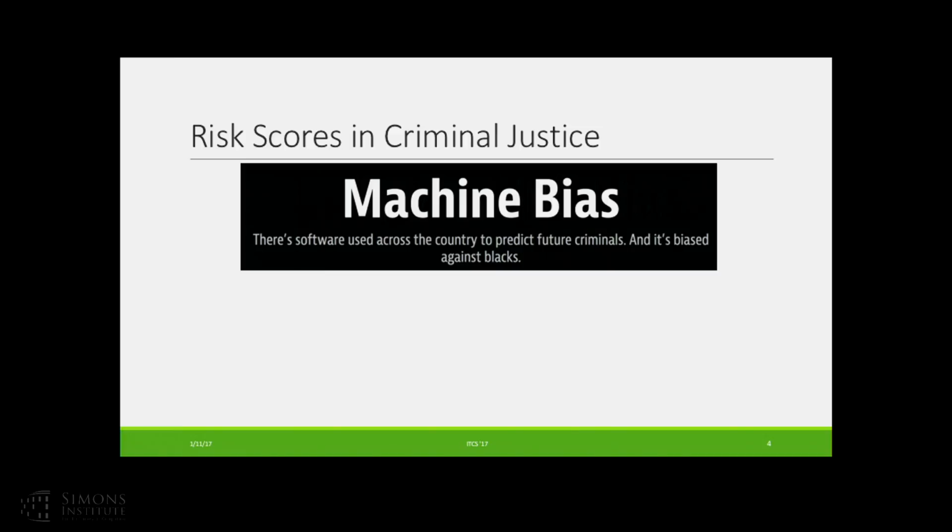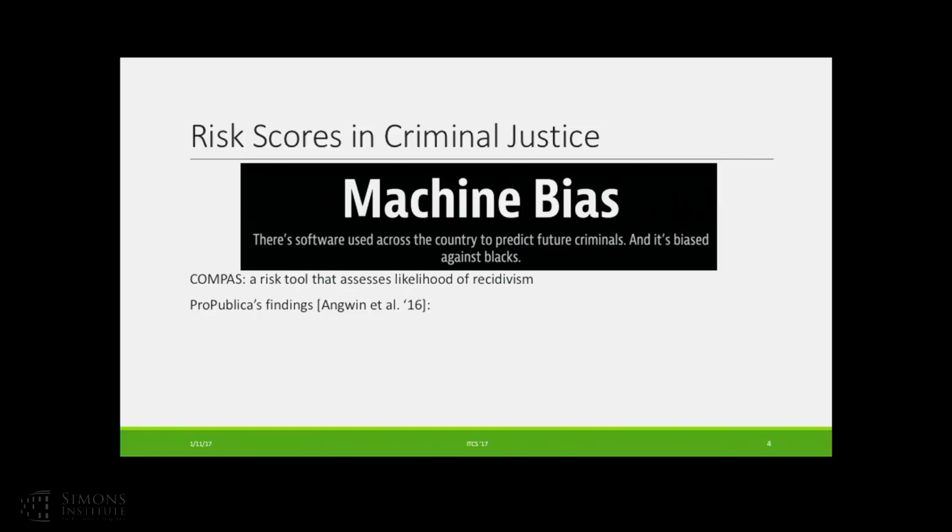The second sentence is a little less clear. It's biased against blacks, but specifically the analysis was done by ProPublica on a particular tool known as COMPAS. This was actually taken to the Wisconsin State Supreme Court, and the Supreme Court ruled that it is okay to use these types of risk tools as long as they're not the only thing that a judge uses in determining, say, a sentence.